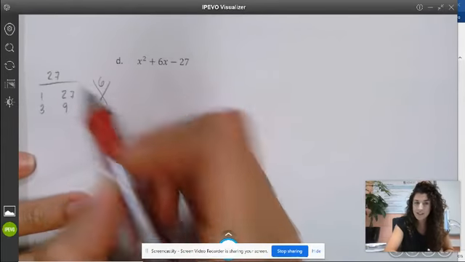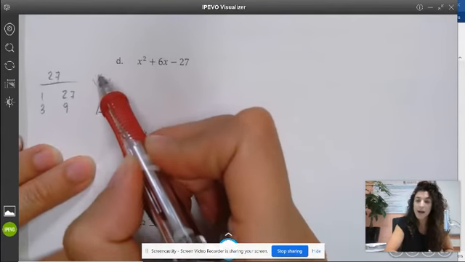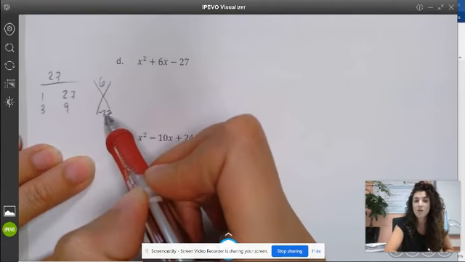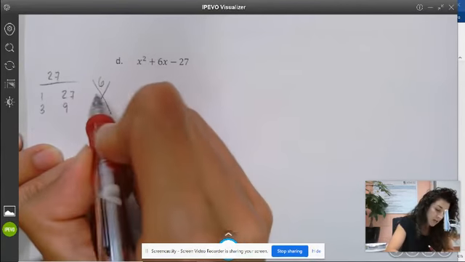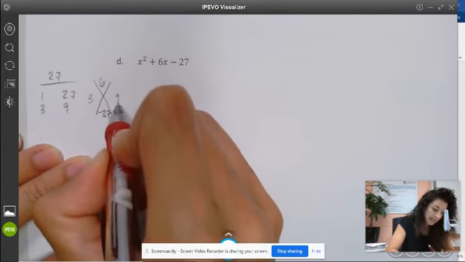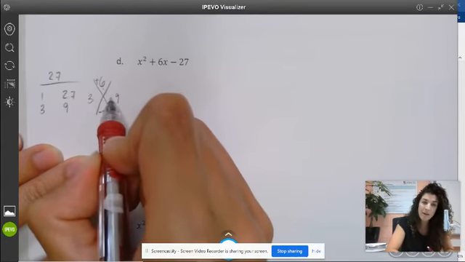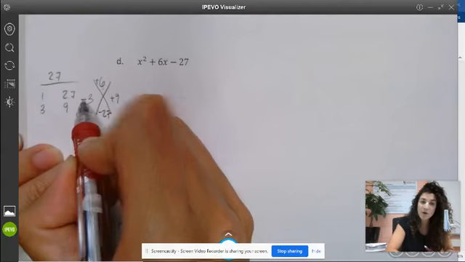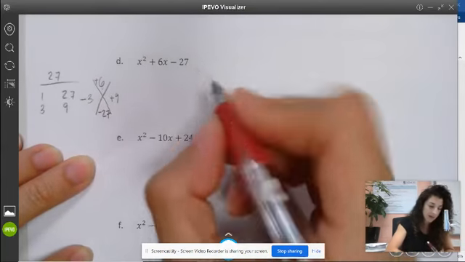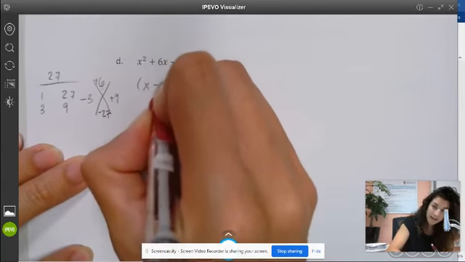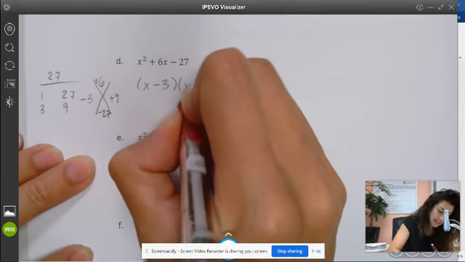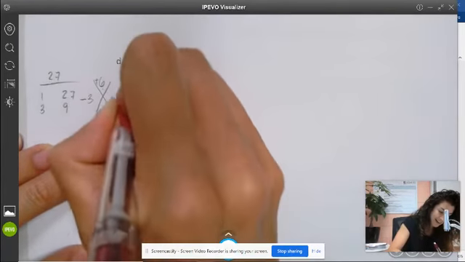So I've made a list of my factors to the side. I know that now I want a difference of 6 because I know one of them has to be positive and one of them has to be negative, which means we have 3 and 9. Since I know that I want a positive 6, that means I'm going to have a positive 9, and I'm going to subtract out 3. X minus 3 and x plus 9.